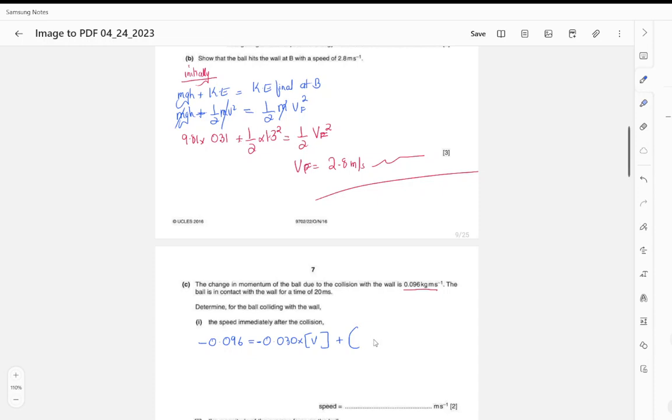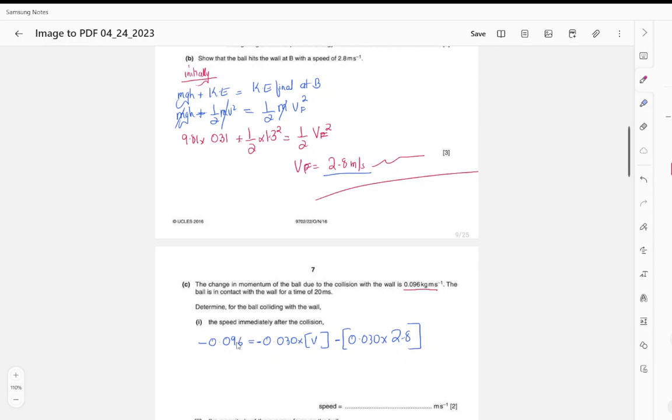But then again, because this is a change in momentum, we will have a negative sign over here. This is going to be subtraction. And then initially the ball was moving towards the right, so this is going to be plus. So plus brackets, let's just keep it as negative over here, and this automatically becomes negative. So 0.030 multiplied by the final speed, which is actually 2.8 towards the left side. So that makes it minus minus.